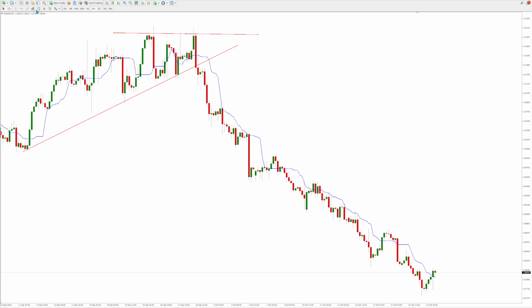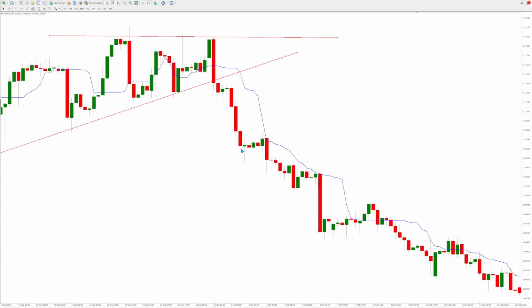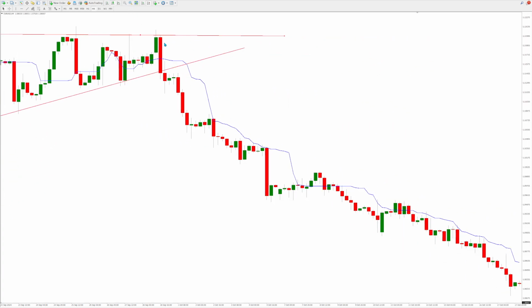The market is making lower highs. We can clearly see we're in a downtrend here. I'll zoom in just to show you closer. Okay, so lower highs, we're in a downtrend, and this is the median price indicator, right? Now this is where it comes into play.